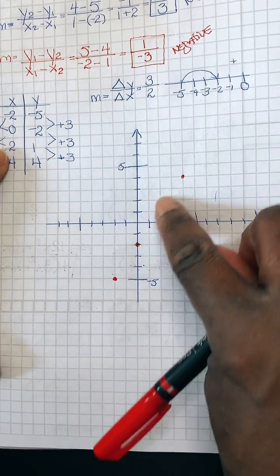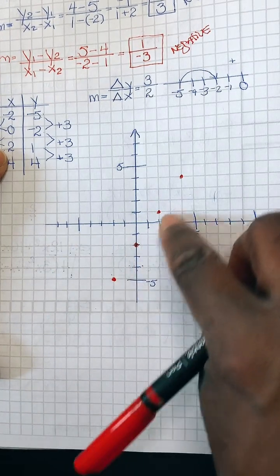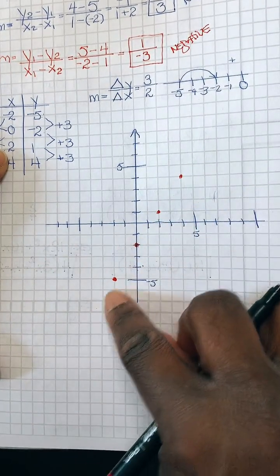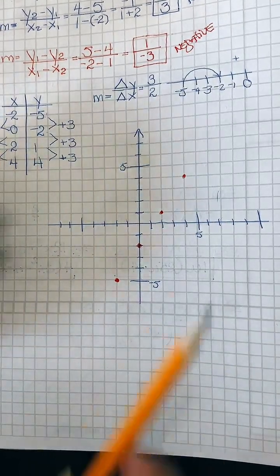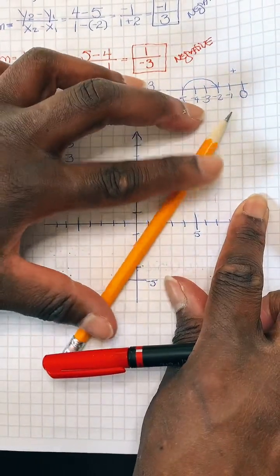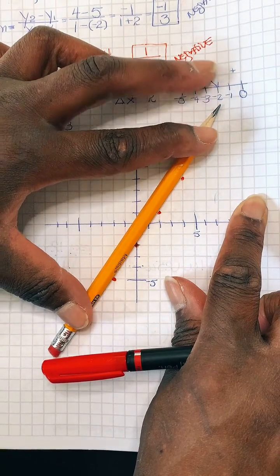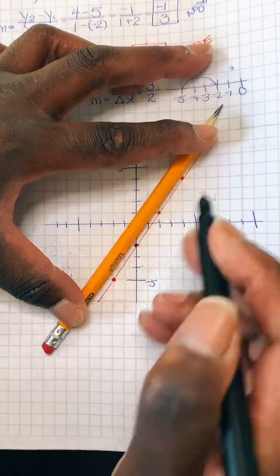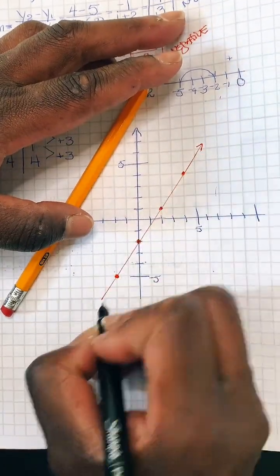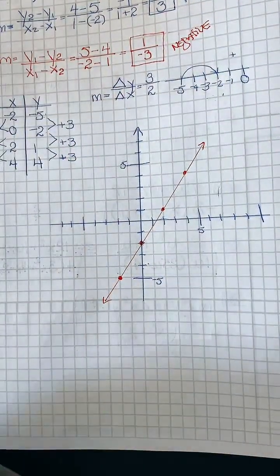Look what my green, oh my green, I can't do my colors. Look what my red dots are doing. I'm building myself a straight line. Let's see if I can draw a straight line through it. There we go. Not too bad.